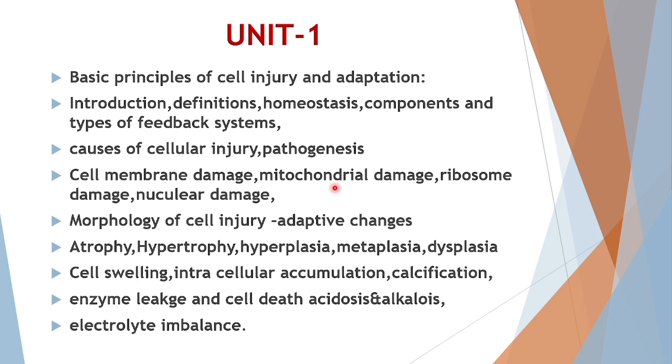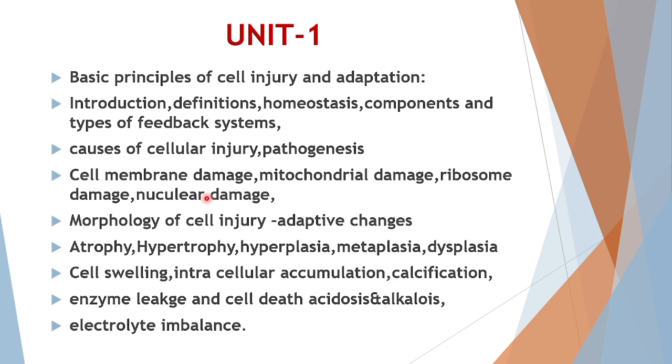Next, what is ribosome damage? Ribosome damage can also lead to cell injury. If the ribosome is damaged, it leads to cell injury, and the damage of the ribosome can affect protein translocation. The proteins may be translocated abnormally due to the ribosomal damage. And next, what is nuclear damage? Nuclear damage can cause three types of effects in the cells: pycnosis, karyorrhexis and karyolysis.